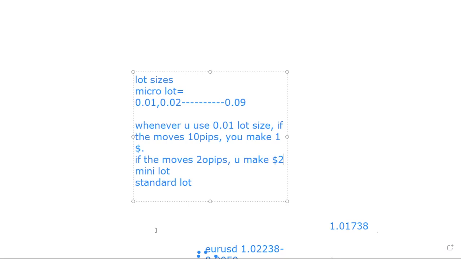Now let's go into standard lots. Let me show you something else. So move that number to standard lot. If you use 0.09, does that mean $1?